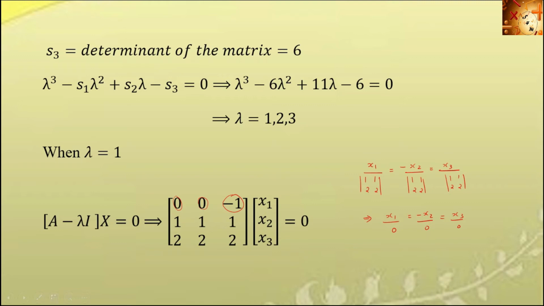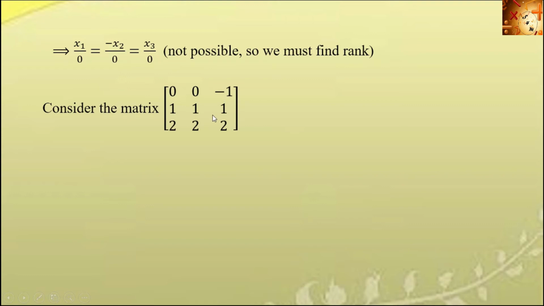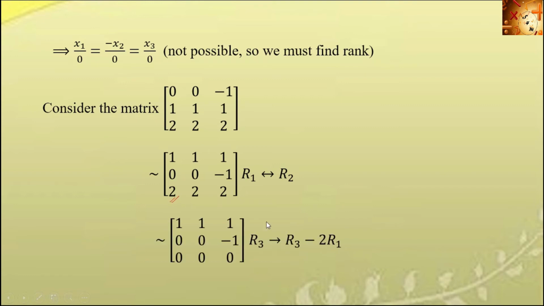So here we want to find the rank of the matrix and then find the solutions. This way is not possible, so we must find the rank and hence solve the system. So considering the matrix [0, 0, -1; 1, 1, 1; 2, 2, 2], I am going to interchange the first and second rows. So [1, 1, 1; 0, 0, -1; 2, 2, 2]. Here this element 2 we want to make 0. So the transformation is R3 changes to R3 minus 2 R1. Then the matrix will be [1, 1, 1; 0, 0, -1; 0, 0, 0].